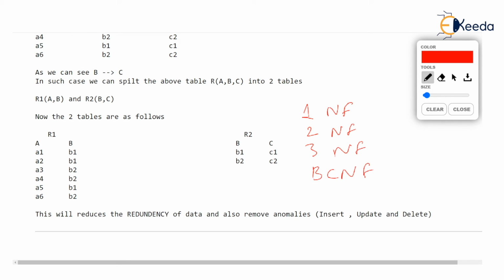Our aim actually is that we want to make small, smaller tables, and BCNF is going to be the smallest out of all. This is our aim, but we can't reach BCNF directly. While normalizing, the usual procedure is to first check whether the table is in first normal form, then go for second normal form, third normal form, and finally get BCNF.